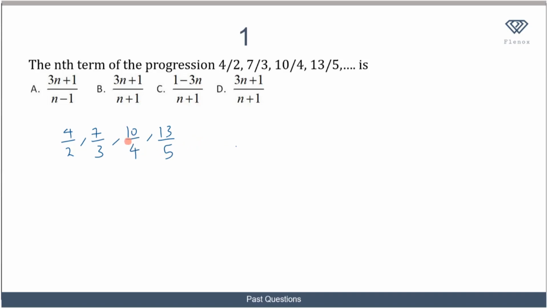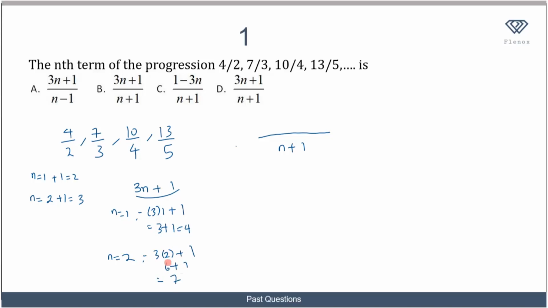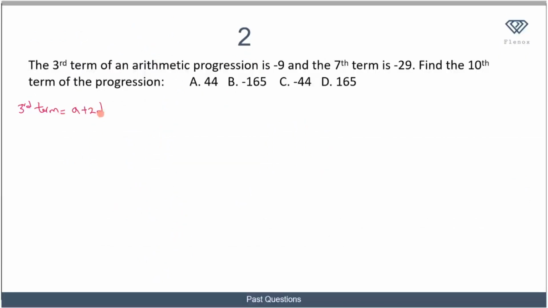So the first thing we want to do is look at these terms and try to figure out the relationship between them. If we look at the denominator, we can see that the denominator is increasing by 1. So when the first term n is 1, the term here was what? 1 plus 1, which equals 2.